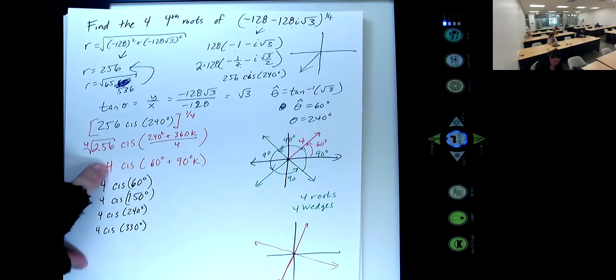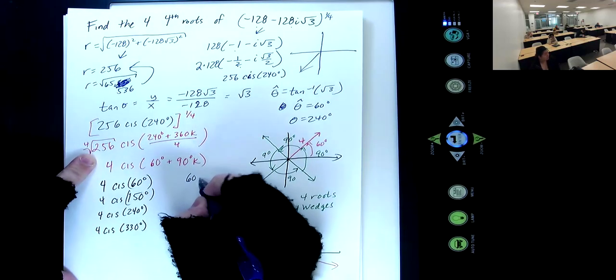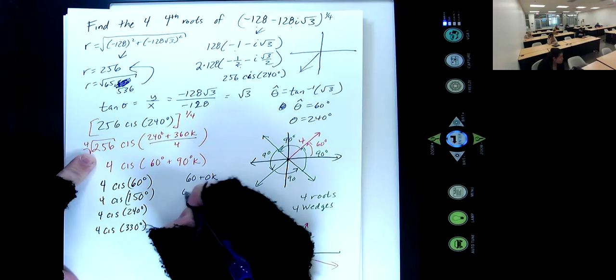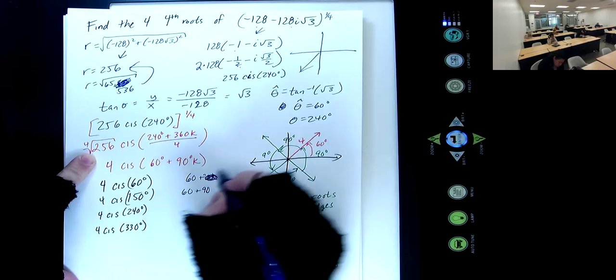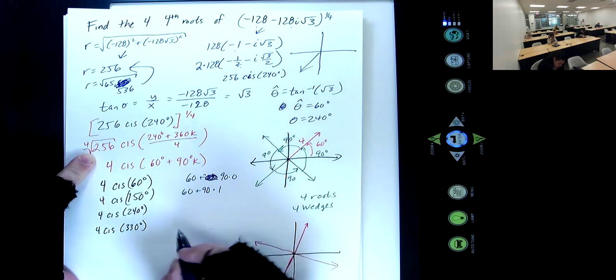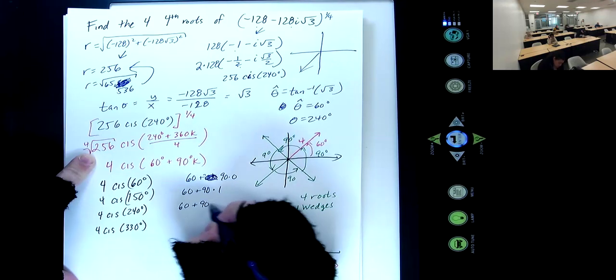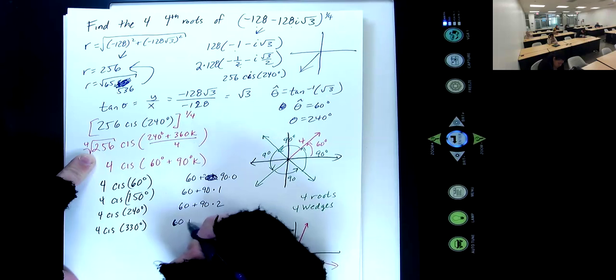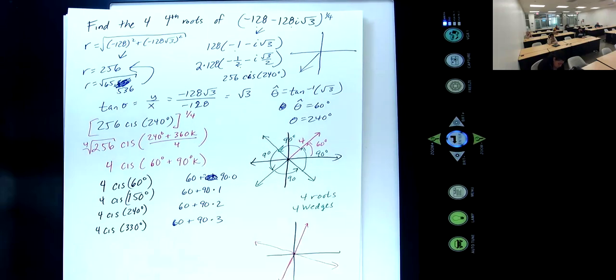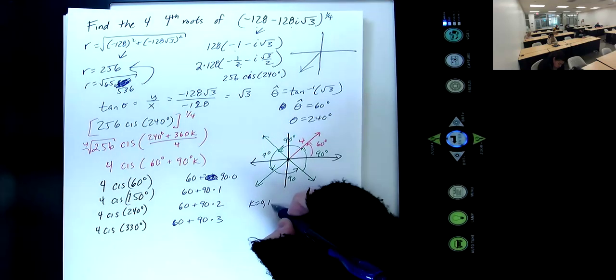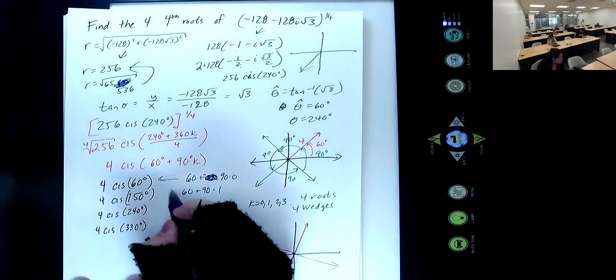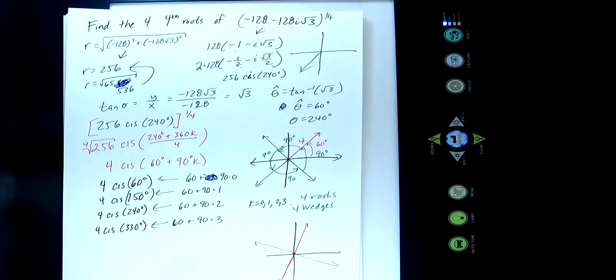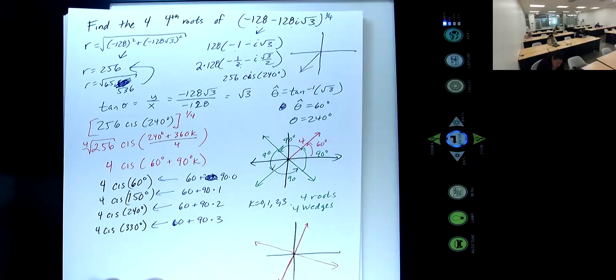Doing this approach, I have 60 plus 90 times 0. This is 60 plus 90 times 1, 60 plus 90 times 2, 60 plus 90 times 3. That's doing k equals 0, 1, 2, 3. Do those angles match up? Yeah. Looks like it, right?